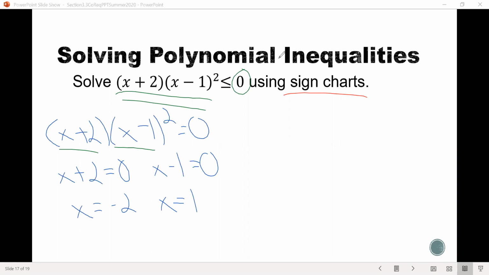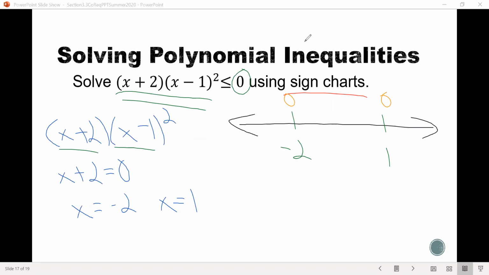Then the next thing is to draw a number line and mark those values on there. So we'll have -2 here and 1 here, and at both of those we know the function is equal to 0. Then what we're going to do is pick values to the left of -2, in between -2 and 1, and greater than 1, plug them into the function over here and see what we get. And recall that when we do this, we're looking to see if our answers are positive or negative.